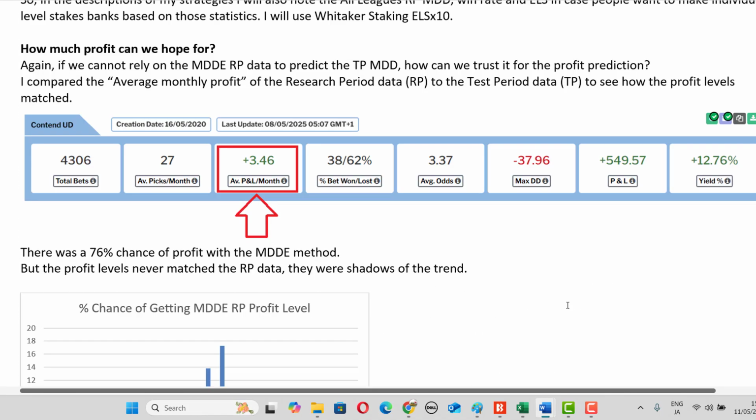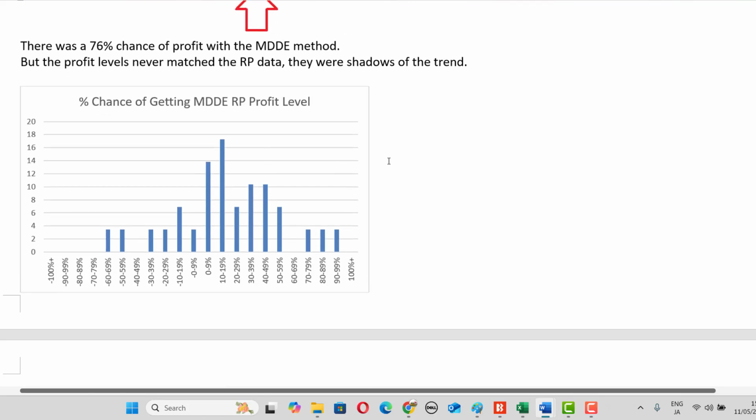But yeah, next I want to know, how can we predict what kind of profits we might get? When we research our strategies and we see this plus 3.46 points average per month, how much can we believe that, and what can we really expect? So what I did here was to compare the profit predicted in the research period data to the profit we actually got with the test period data. And the results I got were that there's a 76% chance of profit with the MDDE method, but the profit levels never matched the research period data. They never reached 100%. They were always a shadow of that research period data.